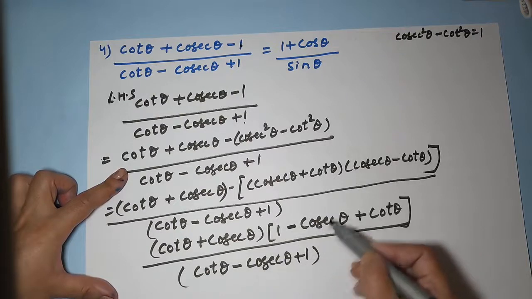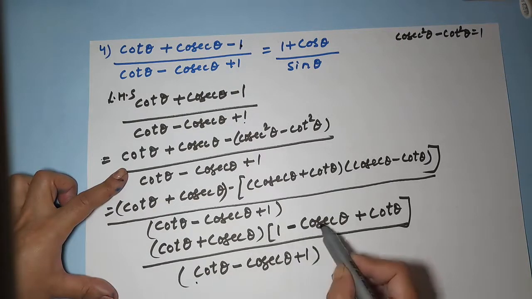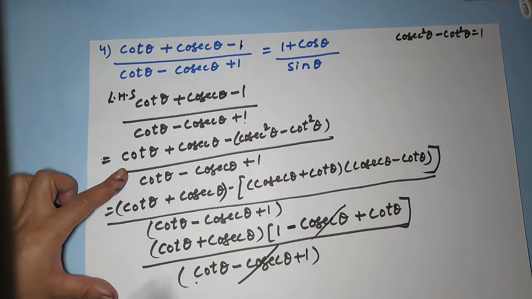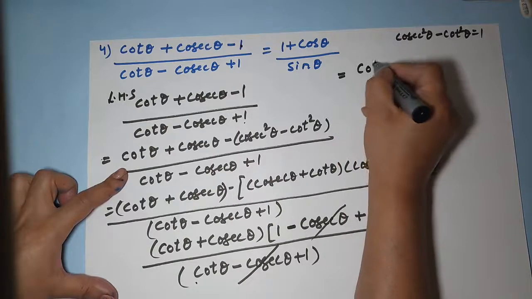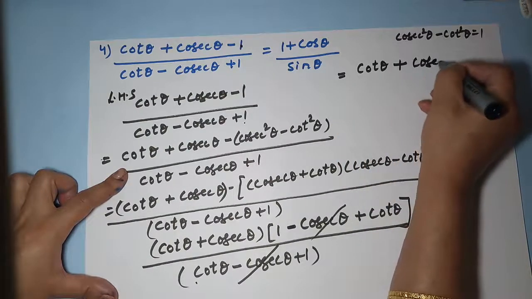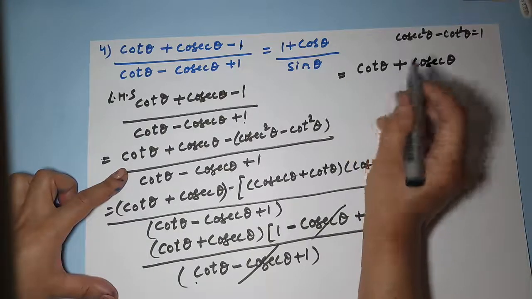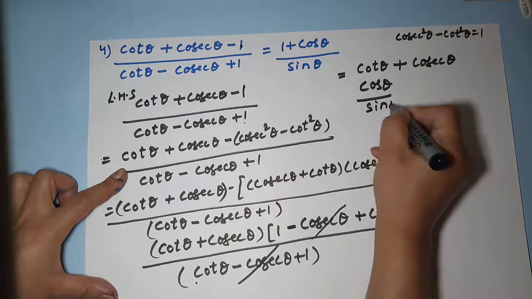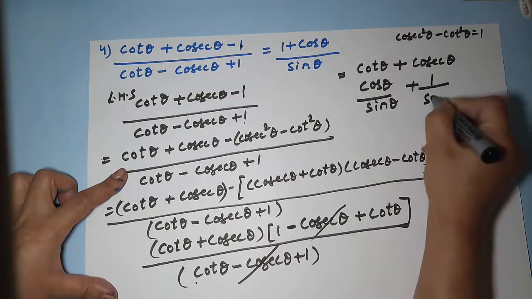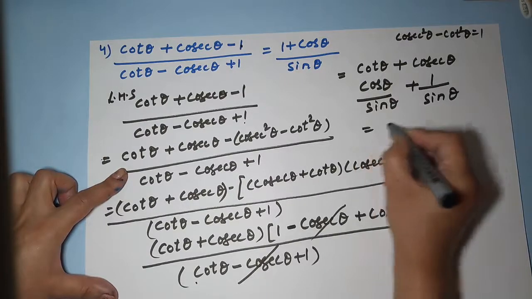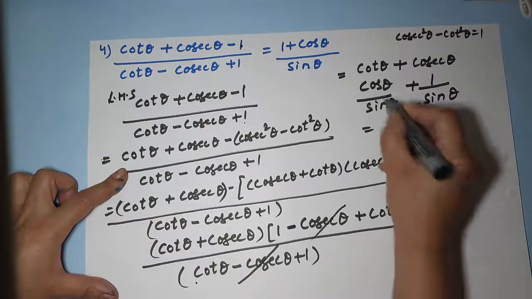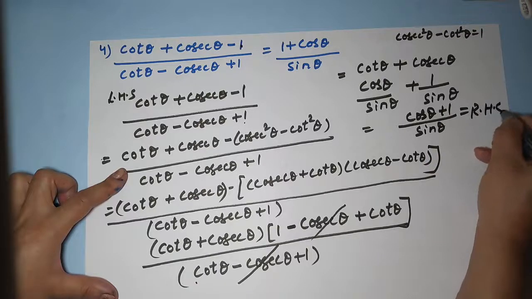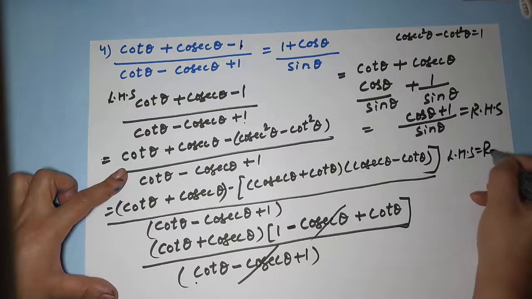Now just have a look at these two terms. This is cot theta plus cosec theta minus and 1 plus. So these two terms are same. They'll get cancelled and you are left with only cot theta plus cosec theta. So now you can convert this cot theta into sine and cos. So this becomes cos theta upon sine theta, and cosec theta you can write as 1 upon sine theta. Now take sine theta as LCM. You will get cos theta plus 1. Is that your right hand side? Yes, you have proved your left hand side equal to right hand side.